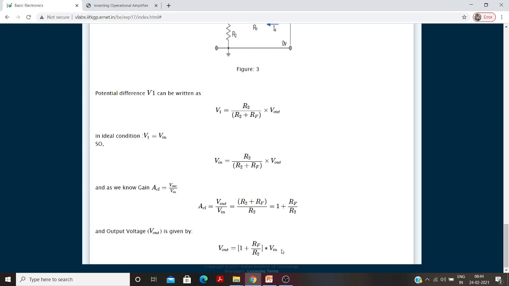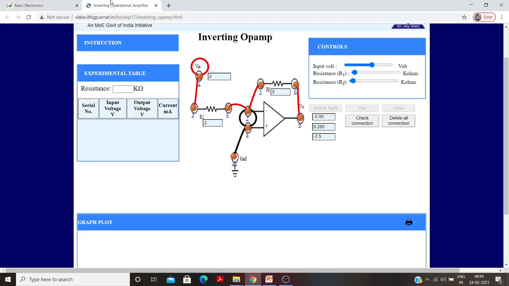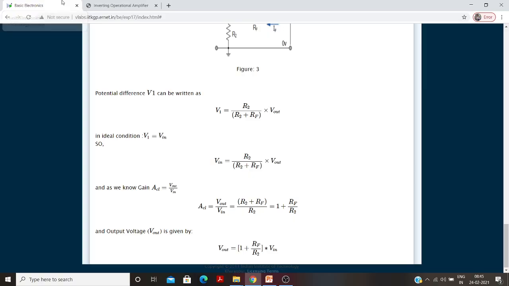So I think we have to stop over here. In the next lecture, we will see the simulation of this one, that is the practical of this one.